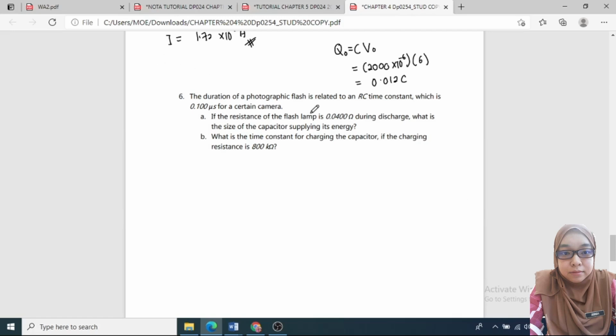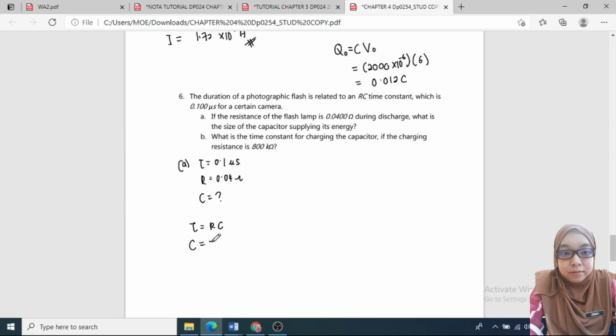The duration of the photographic flash is related to an RC time constant, which is 0.1 microsecond for a certain camera. Okay, if the resistance of the flash lamp is 0.04 ohm during discharge, what is the size of the capacitor supplying its energy? So for A, so kat sini tau dia ialah 0.1 microsecond. And then R kita ialah 0.04 ohm. And then kita tak tahu C dia berapa.